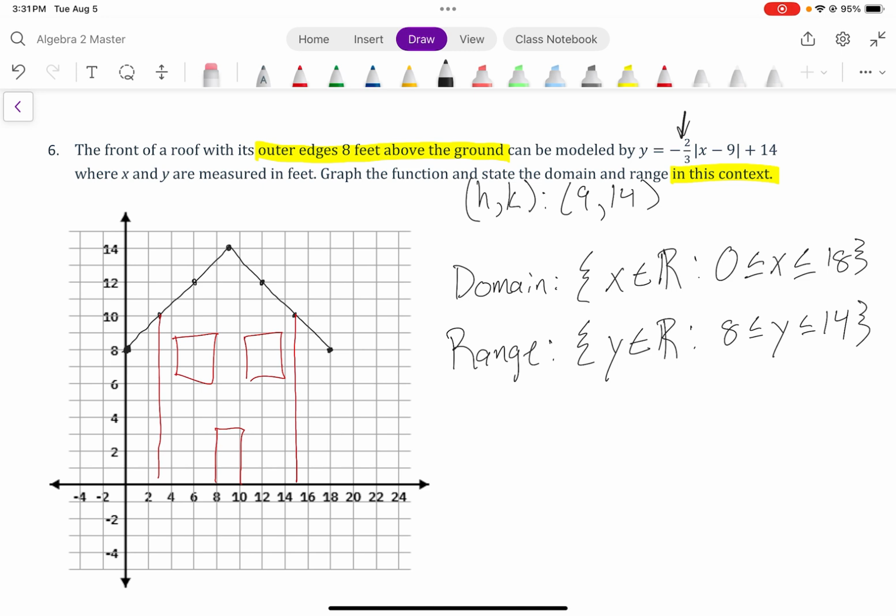This is a word problem where it feels more complicated than it really is. It's the same type of question if I just said graph this, but by saying this outer edge is 8 feet above the ground, that just tells me to stop instead of having arrows, and I don't have to go any further.